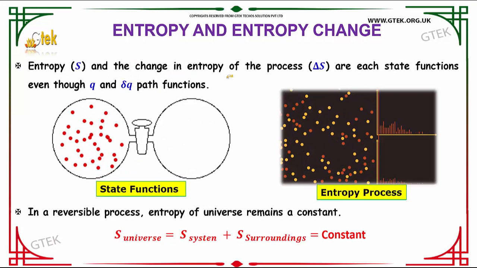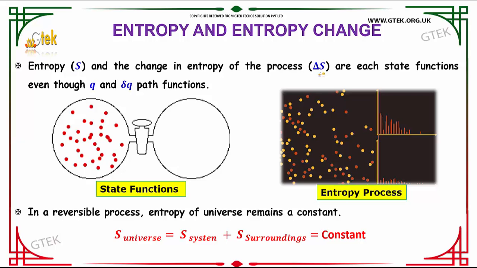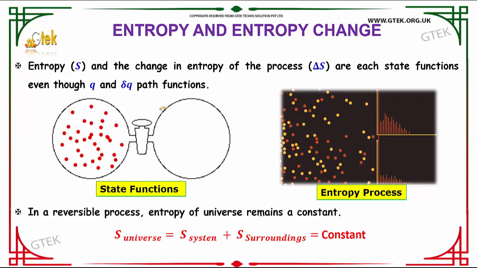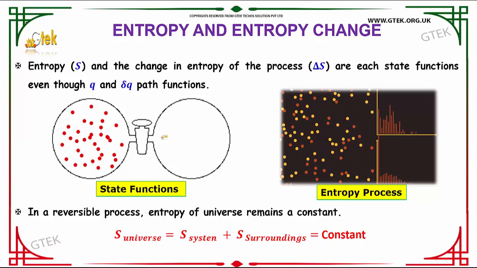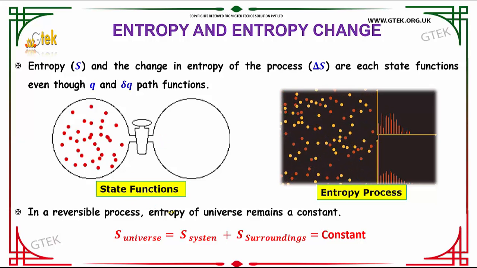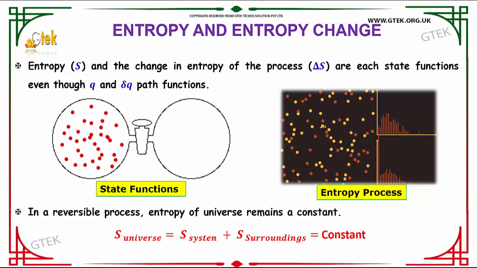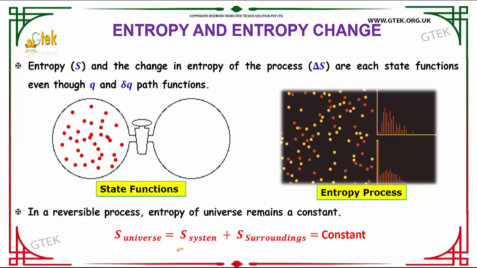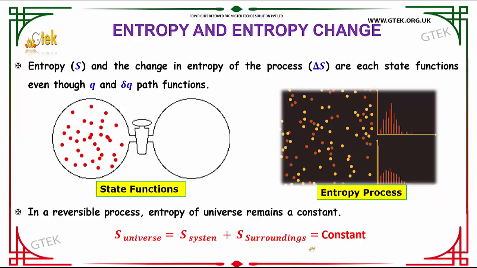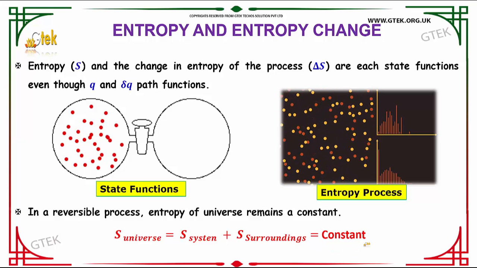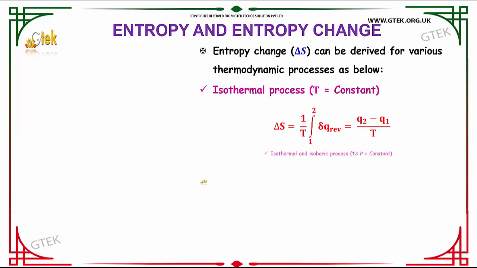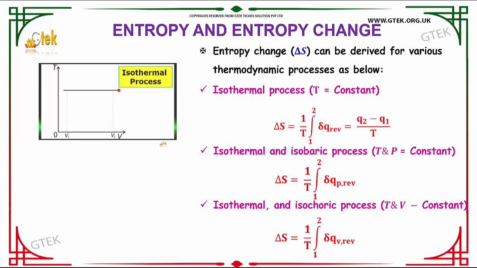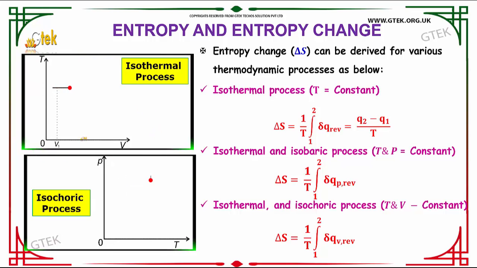Entropy and the change in entropy of the process, delta S, are each state functions, even though Q and delta Q are path functions. In a reversible process, entropy of the universe remains a constant. S universe is equal to S of system plus S of surroundings, which is equal to constant. So entropy change delta S can be derived for various thermodynamic processes.